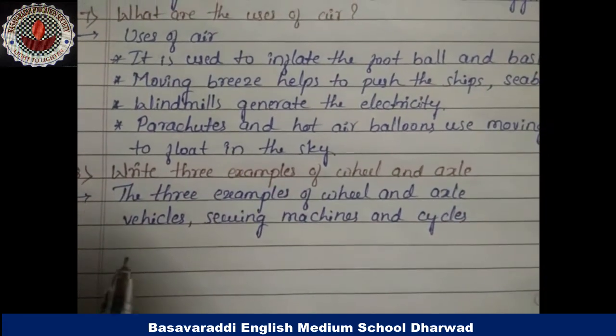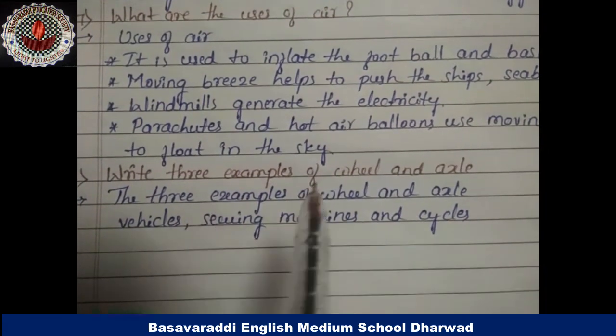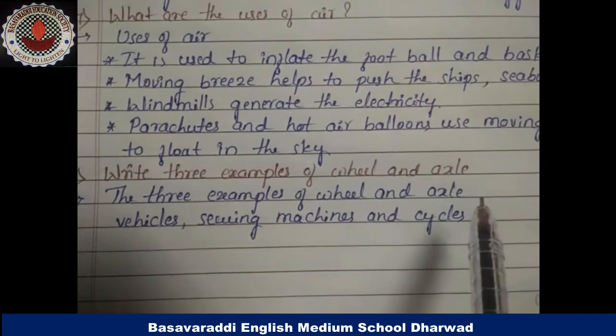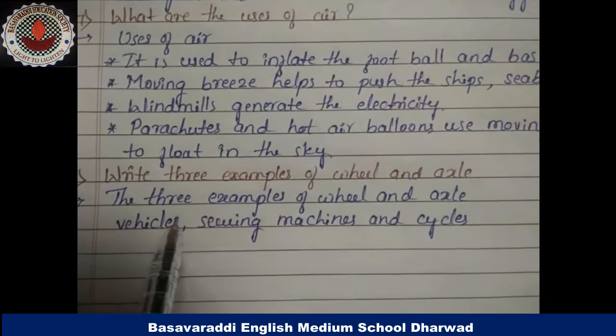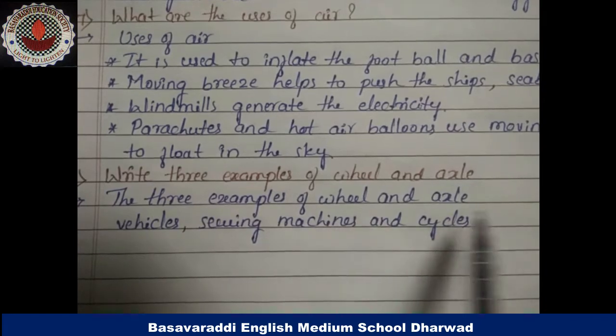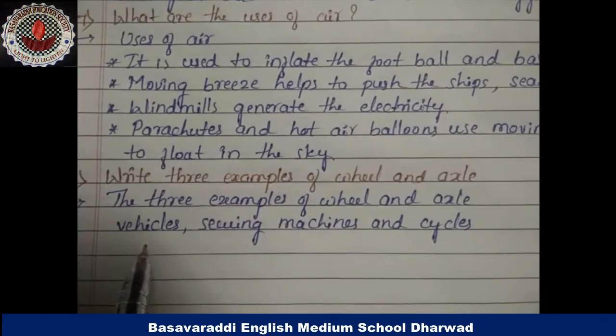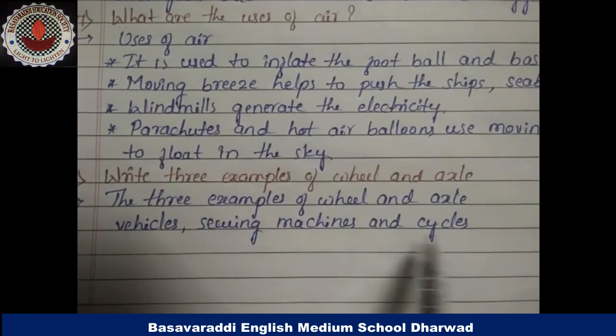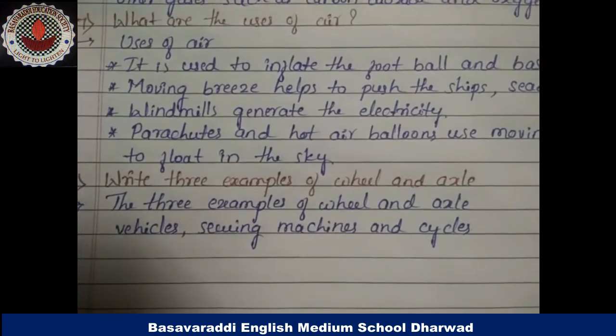Next question is, eighth one, write 3 examples of wheel and axle. Answer, the 3 examples of wheel and axle are vehicles, sewing machines and cycles.